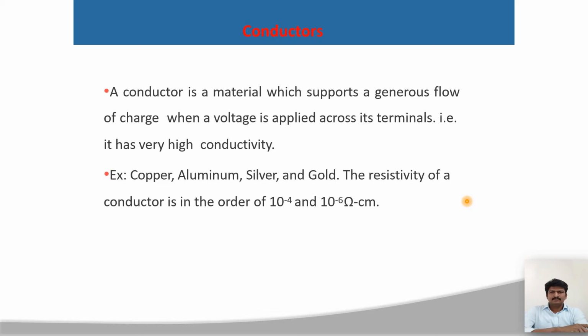This is the resistivity. Resistivity can be defined in terms of the formula R = rho L by A. R is the resistance of that material, rho is the resistivity of that material, L is the length of that material, and A is the cross sectional area of that material. The resistivity is very low for this conducting material. See, 10 to the power of minus 4 is a very small value, and 10 to the power of minus 6 is a very small value. The unit of resistivity is ohm centimeter.